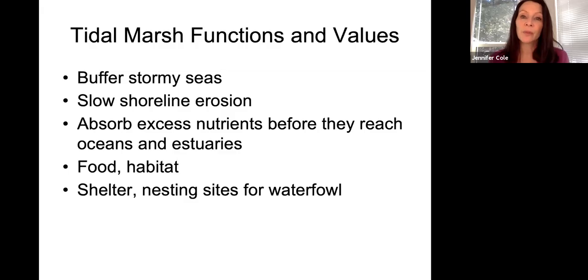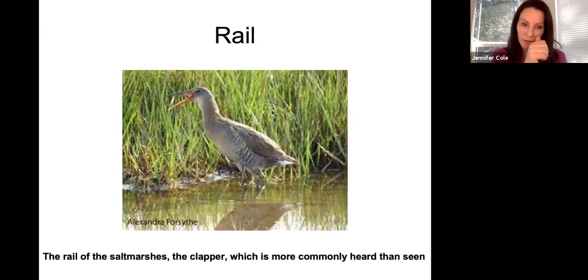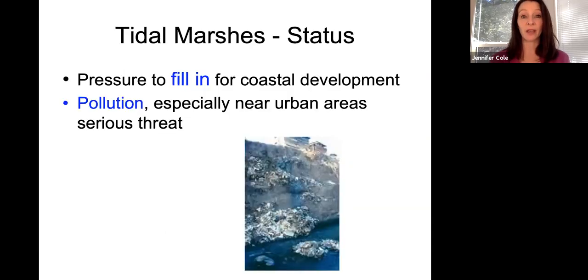They're places where food and habitat can be found for any number of both aquatic organisms, so fish, and also terrestrial organisms. And birds like to hang out there, including the rail. This is a really shy bird in salt marshes. Rail is also called the clapper, and they can really be heard. It's a clapping noise that they make, and you can hear them more often than you can see them because they are so shy.